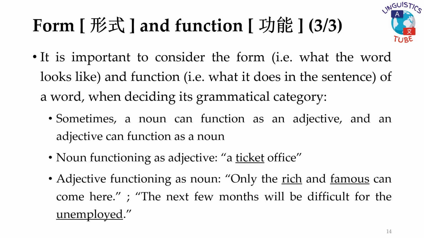So, overall, determining the grammatical category of a word is not black and white. Therefore, we need to take into account its form, which is what the word looks like, and also its function, which is what it does in the sentence. In these particular situations, we firstly state its form, and then say what its function is. So, ticket in the noun phrase a ticket office is a noun that here functions as an adjective.